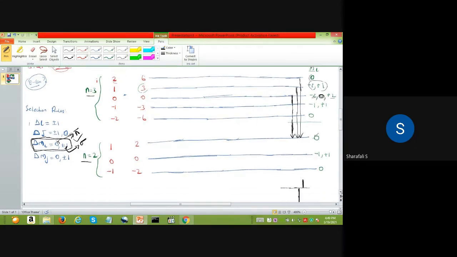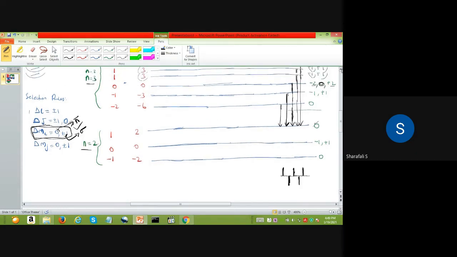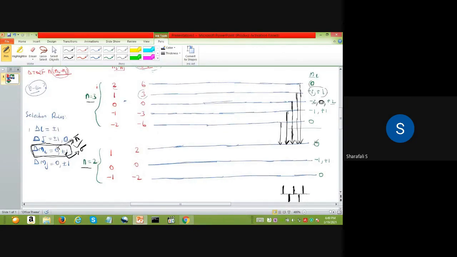So that will form my pi component because it is a transition from 0 to 0, so my delta ml is 0. Again, I have the next transition, which is coming from this line to this 0. That will give me a sigma component because it is coming from minus 1 and plus 1 ml value to 0. Then again, we have 0 to 0 transition, the last one, again giving me the pi component. So that is the first one, for the first state.